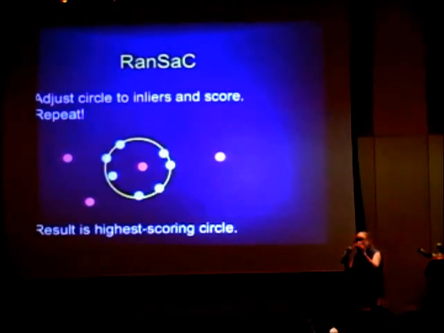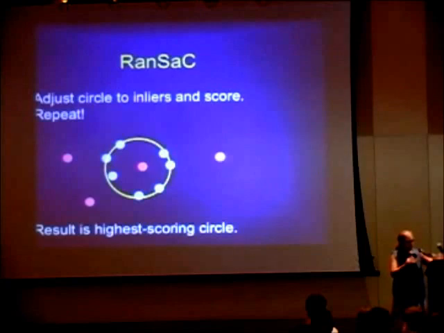Okay, and then, all right, we found a circle and gave it a score. And then what we're going to do is repeat. And the result of the algorithm is the highest scoring circle that we find for the point set.